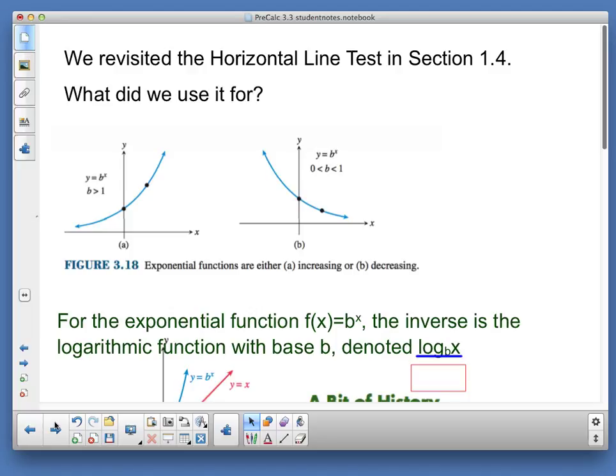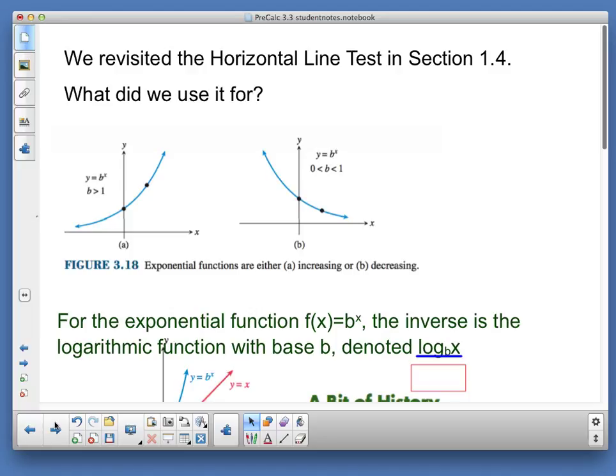We revisit the horizontal line test from section 1.4. What did we use it for? We determined if a graph had an inverse. The vertical line test shows that we are looking at an actual function. The horizontal line shows whether that function's inverse is an actual function.